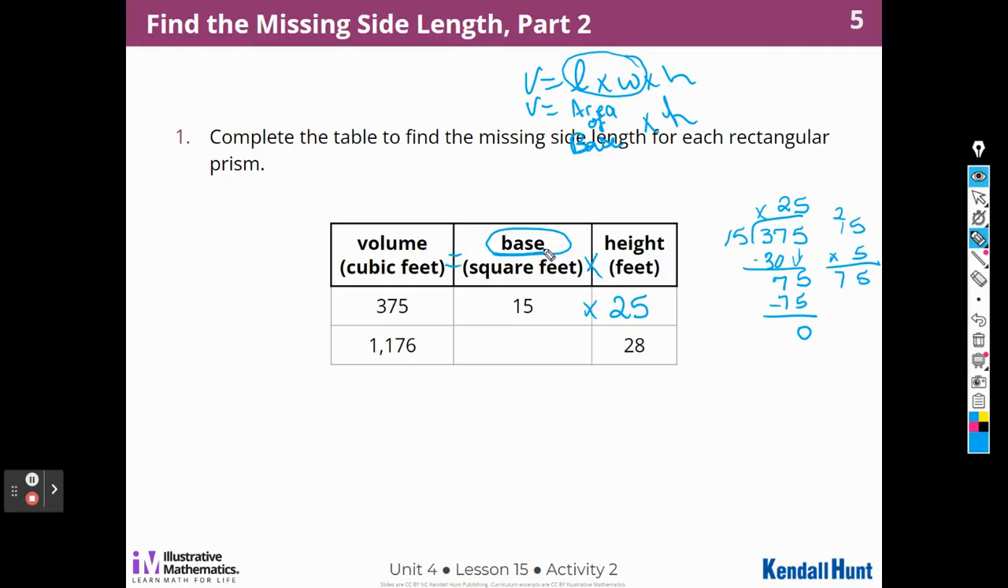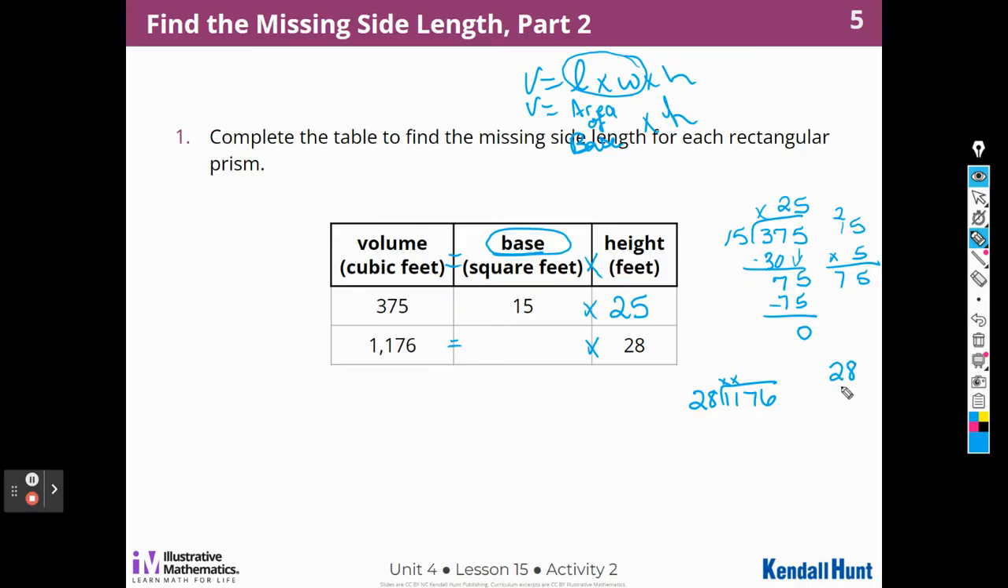Again, this time they did not give me the area of the base. They gave me the height, and I have to figure out the area of the base by doing, again, division. 28 goes into 1,176 how many times? Well, 28 won't go into 1. There are no 28s in 11. So how many 28s are going to be in 117?